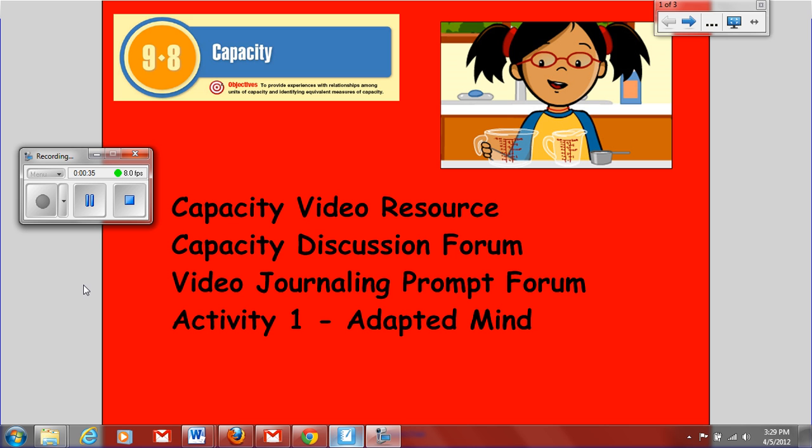And then at the end, you're going to do an adapted mind activity that will measure your understanding of the capacity of different containers. So that's the first four things on our Moodle site.